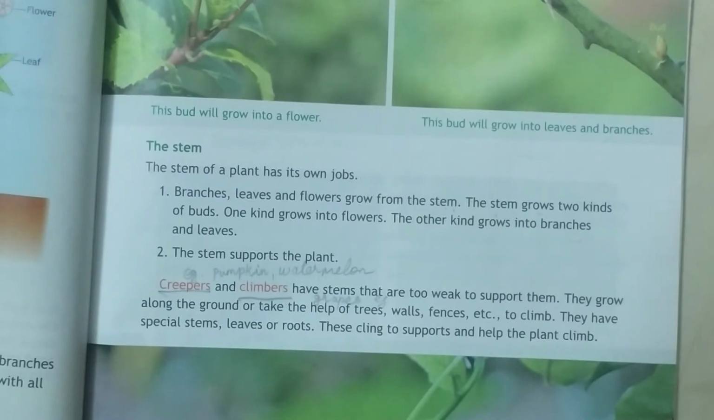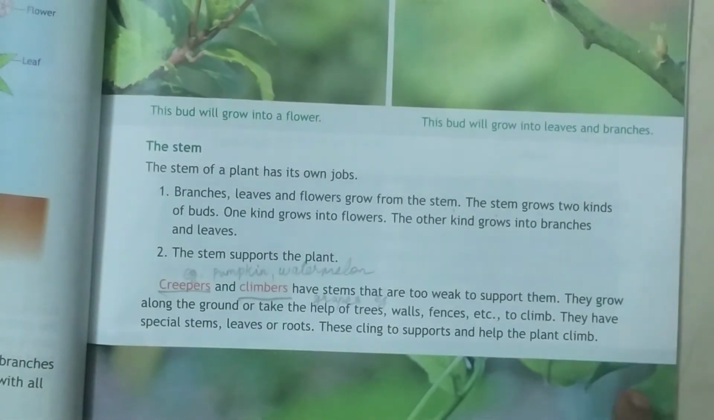So what do the plants do? For example, a pumpkin. Have you seen pumpkin in your villages? Yes, they grow along the fences, and it just catches the trees or it catches the walls, and climbers also. With the help of these things, trees and walls, the plants grow because their stems are weak, which cannot support the plant. That's why it takes the support, or it takes the help of the trees and fences.